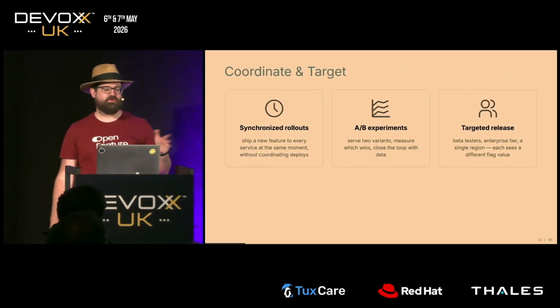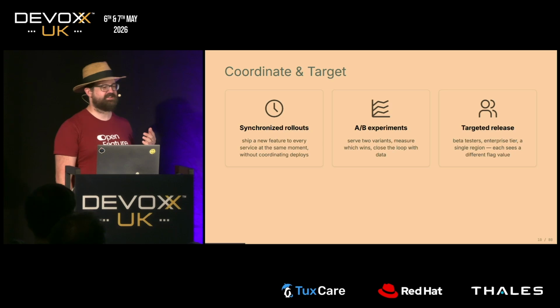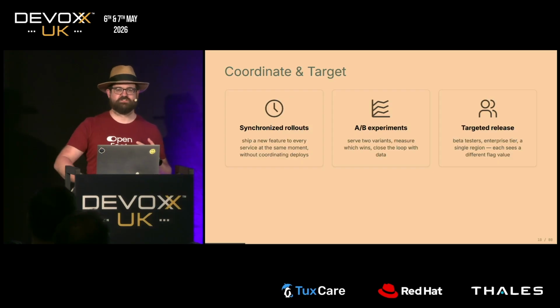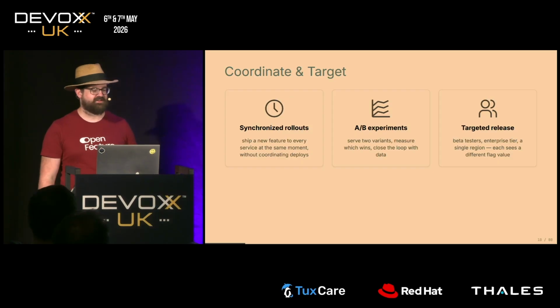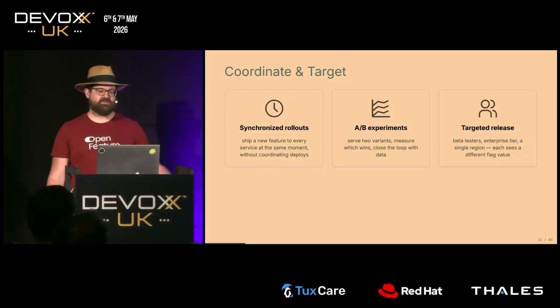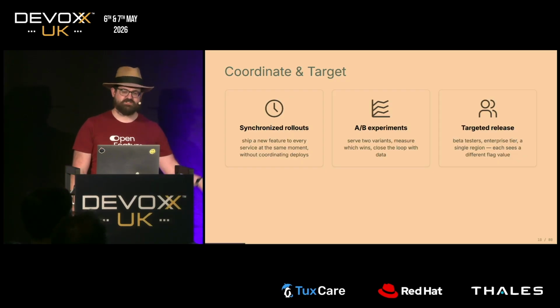On the one hand, we want to coordinate and target. So for example, we want to do synchronized rollouts. You maybe have experienced this when your company is changing their colors and logos and things like that, and everything should go live at the same time. Your press release, the change on the website, the change in the services, etc.